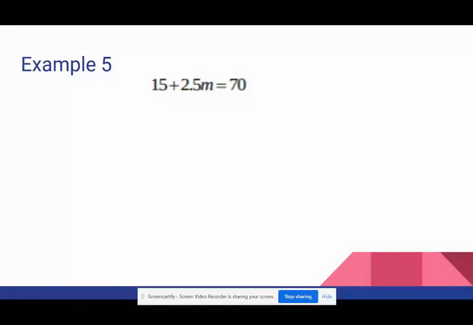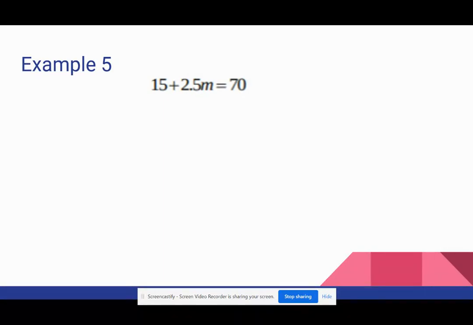Last one, we have 15 plus 2.5m equals 70. Our m is our variable, so we're back on the left-hand side. A lot of people would try to subtract 2.5 on this side. However, that 2.5 is attached to the m, therefore it is multiplication. So we have to get rid of the addition or subtraction first.